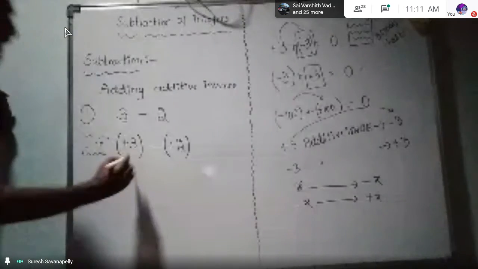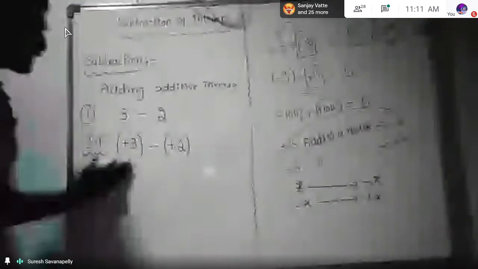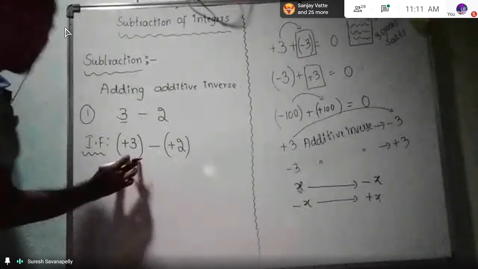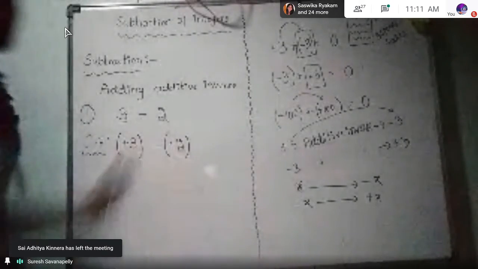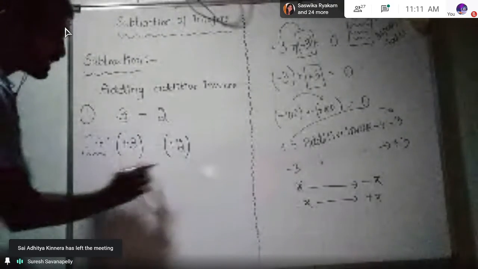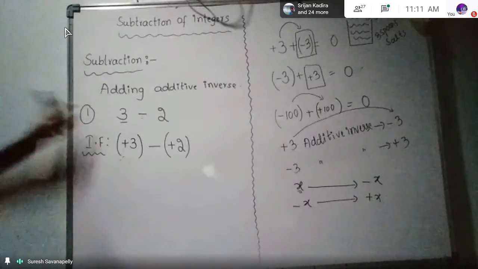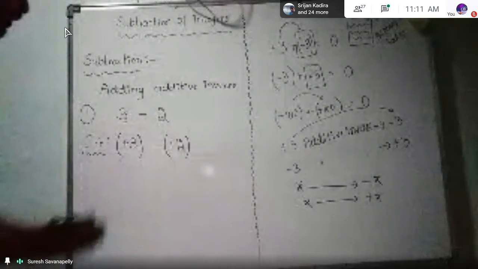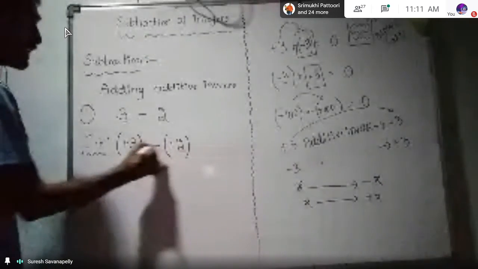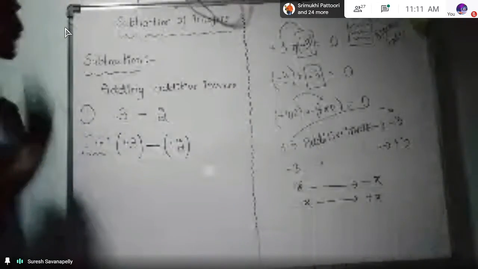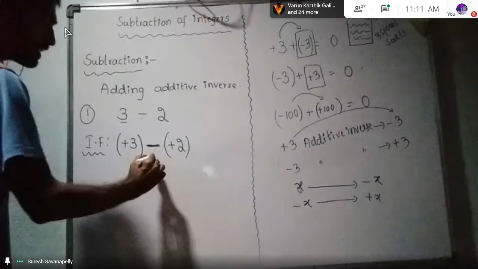Now what type of integer is this? Positive integer, sir. And this is also a positive integer. So a positive integer subtracted from another positive integer, so here no need of doing the bigger thing. What we said, this is minus. Minus means what? Subtraction.